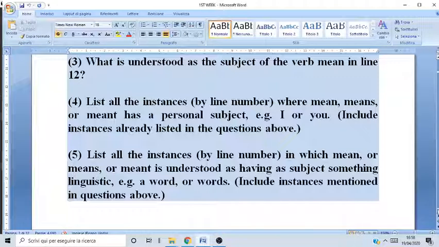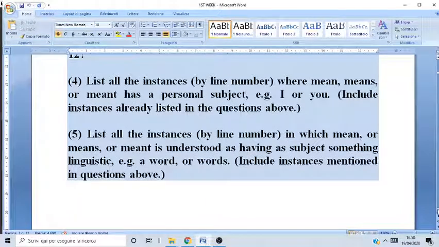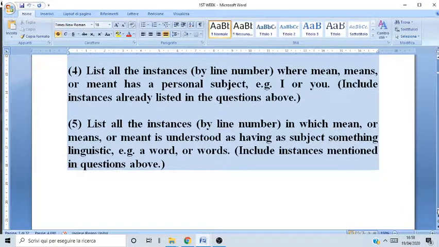And then it asks you, list all the instances where mean, means, or meant had a personal subject, like I or you. And while you're doing that, you can look at question 5. List all the instances in which mean or means or meant is understood as having a subject that is something linguistic, like a word or words. Okay, so take some minutes to do this part.